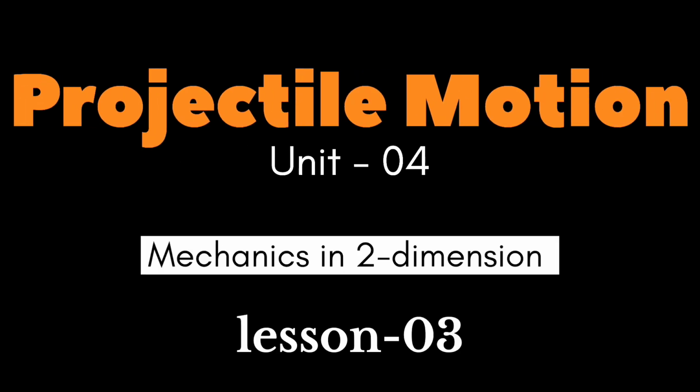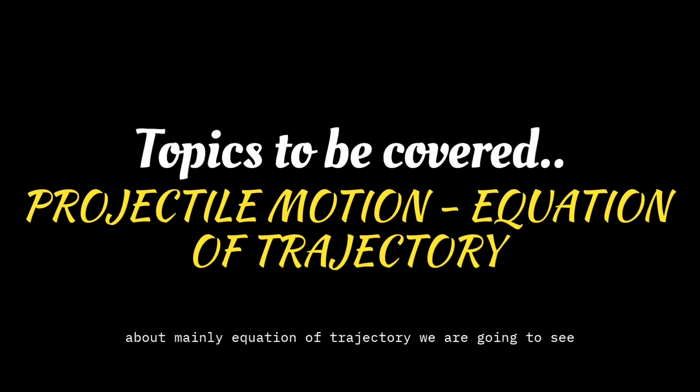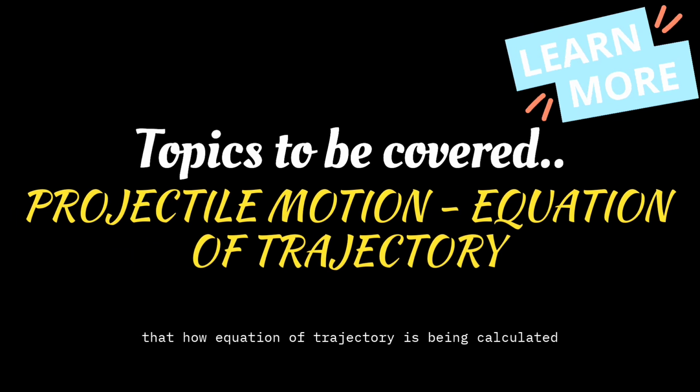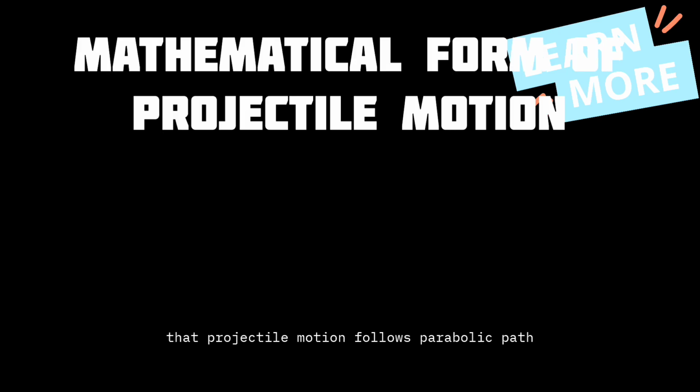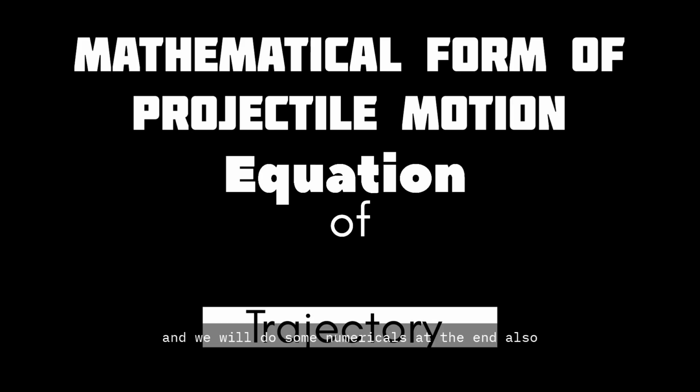This is Physics Buddy, and this is going to be the final session on projectile motion from a derivation perspective. In today's session, we'll mainly talk about the equation of trajectory. We're going to see how the equation of trajectory is calculated and how we can say that projectile motion follows a parabolic path. All these questions will be answered in this lecture, and we'll do some numericals at the end also. So make sure you write each and everything. Let's start.